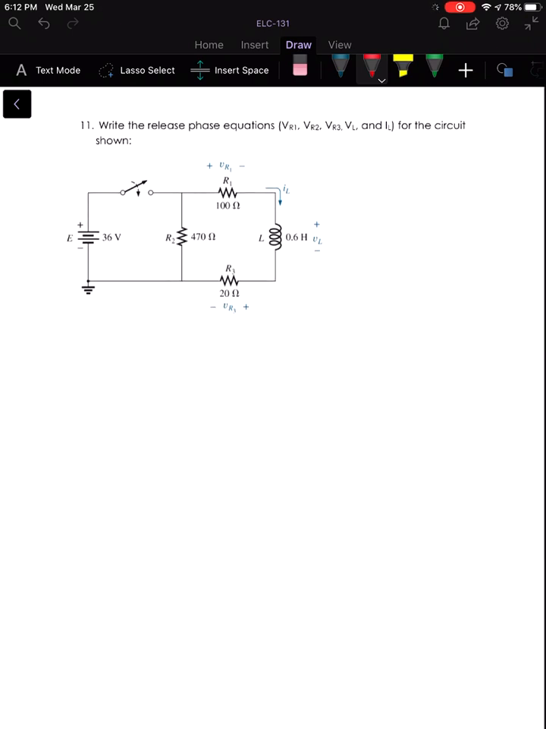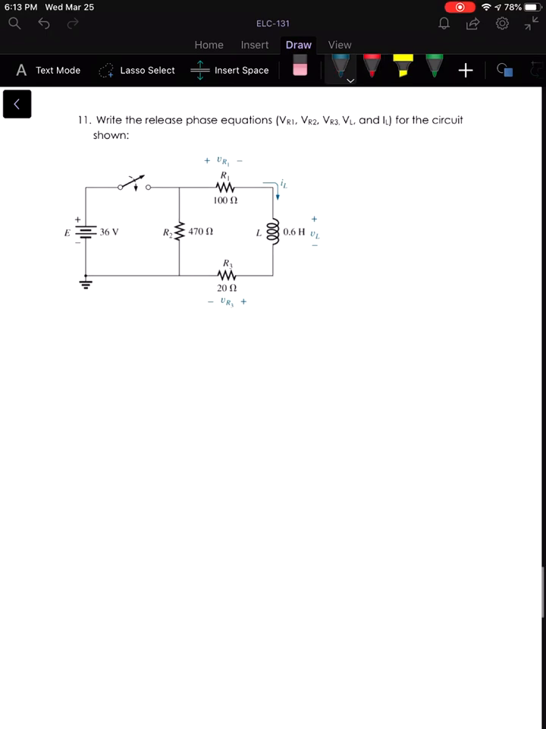Okay, so let's look at another example here. We'll write the release phase equations for our circuit here. In order to do that, we need to know what IL is in steady state, because that's going to determine what happens in the release phase. So we do need to understand that.